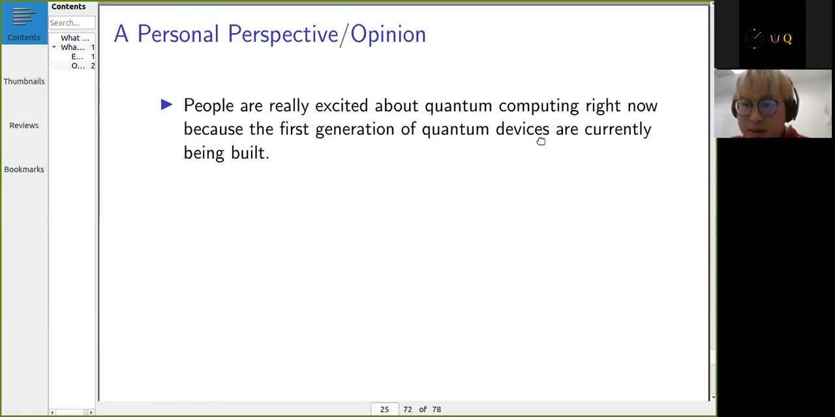People are very excited about quantum computing right now, and this is probably why you're listening to me, because we're seeing the first generation of quantum devices currently being built with, say, 50 or 60 qubits. This is a level that is not believed to be classically simulated, but I guess it's still not at a powerful enough level where we can do things like Shor's algorithm. So I think there's a lot of interesting work to see what kind of power the first generation of quantum devices can bring.